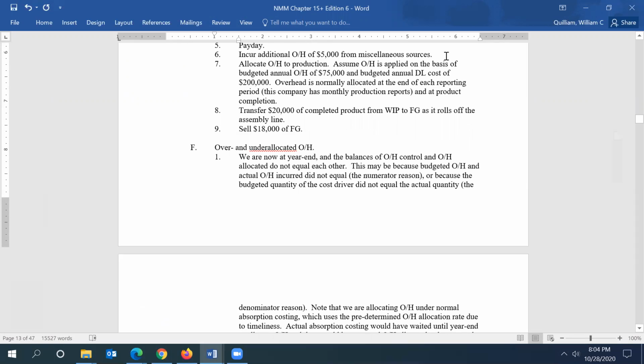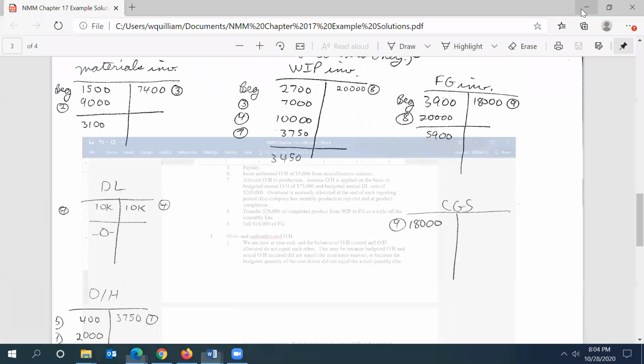Now, number 6, we're going to incur additional overhead of $5,000 in miscellaneous sources. So these could be property taxes on the factory building, insurance on the factory building, depreciation on the factory building, factory machines, et cetera. So overhead, again, means any cost pertaining to manufacturing except what is direct labor or direct materials. So all those various and sundry costs. Let me go ahead and do a journal entry for you.